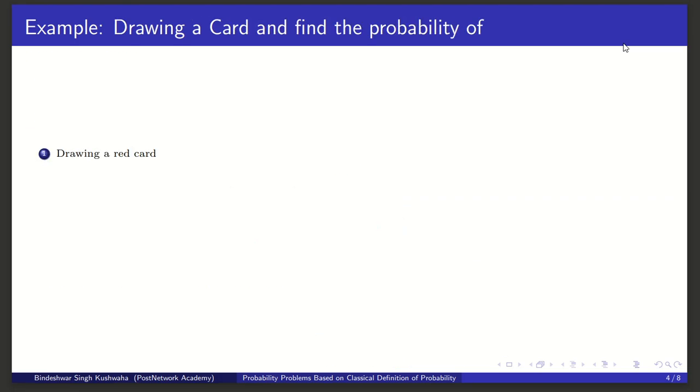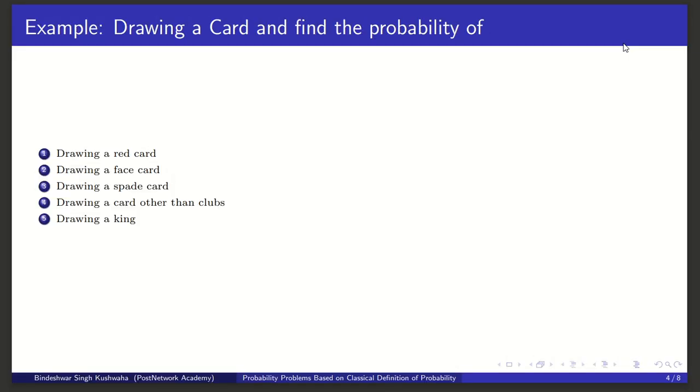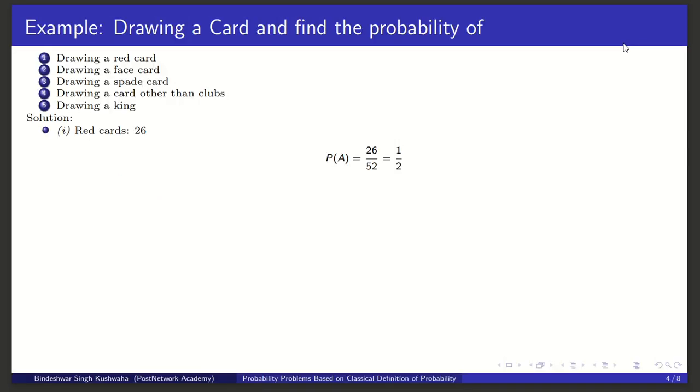Now let us see when drawing a card and find the probability of drawing a red card, drawing a face card, drawing a spade card, drawing a card other than clubs and drawing a king. So first one, red cards, you have 26. So there are 26 favorable cases. And the total number of cards are 52. So 26 upon 52 would be our probability. So getting a red card, that event's probability would be 1 upon 2.